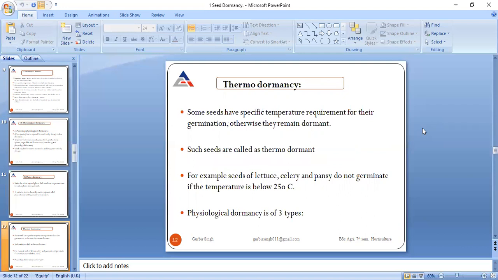Next is thermodormancy. Some seeds have a specific temperature requirement for their germination, otherwise they remain dormant. Such seeds are called thermodormant. For example, seeds of lettuce, celery, and pansy do not germinate if the temperature is below 25 degrees Celsius. Physiological dormancy is of three types.